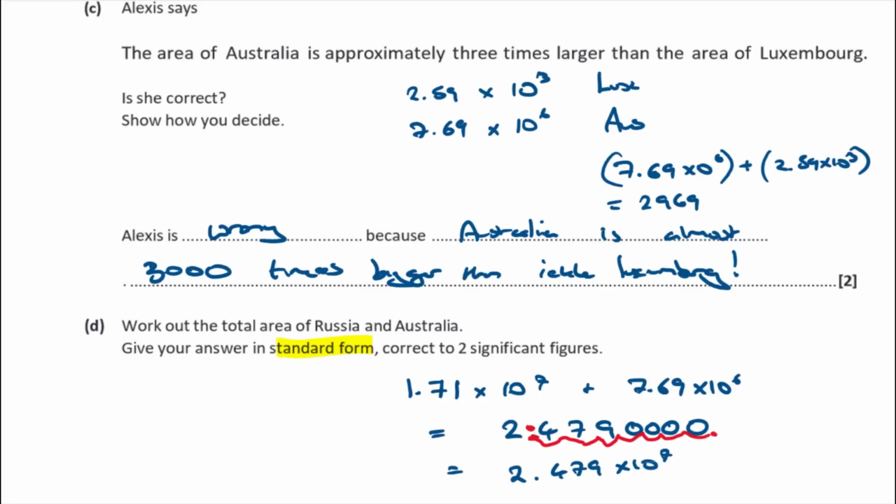That's four significant figures. So to round it to two significant figures, I'm going to round it off after the 4. Next number is a 7, so I'm going to round it up. That makes it 2.5 times 10 to the 7 to two significant figures. Okay, so I just rounded it off there. 2.5 times 10 to the 7.